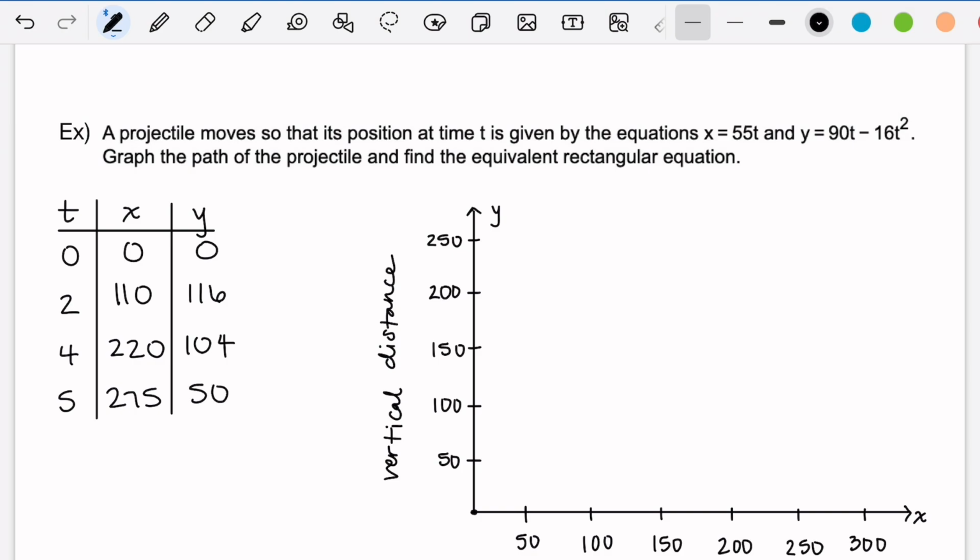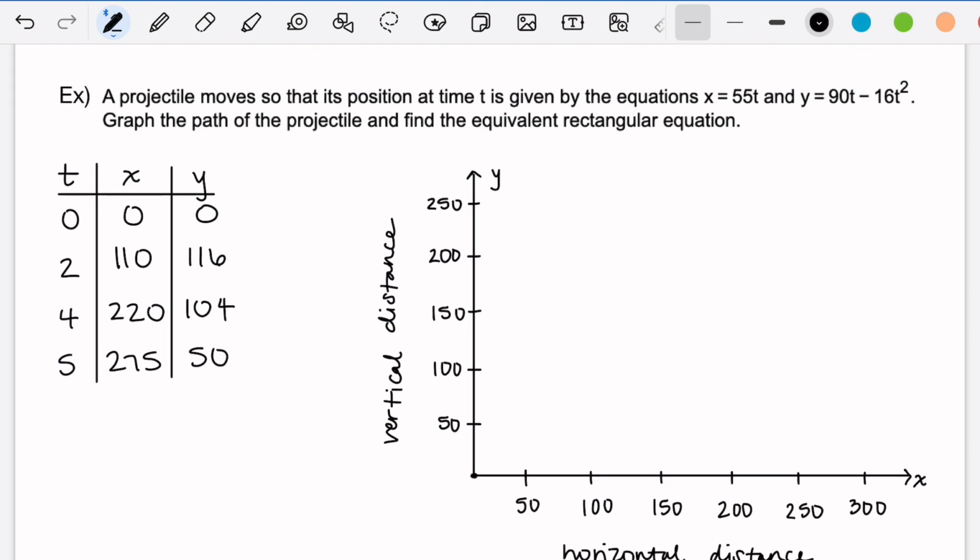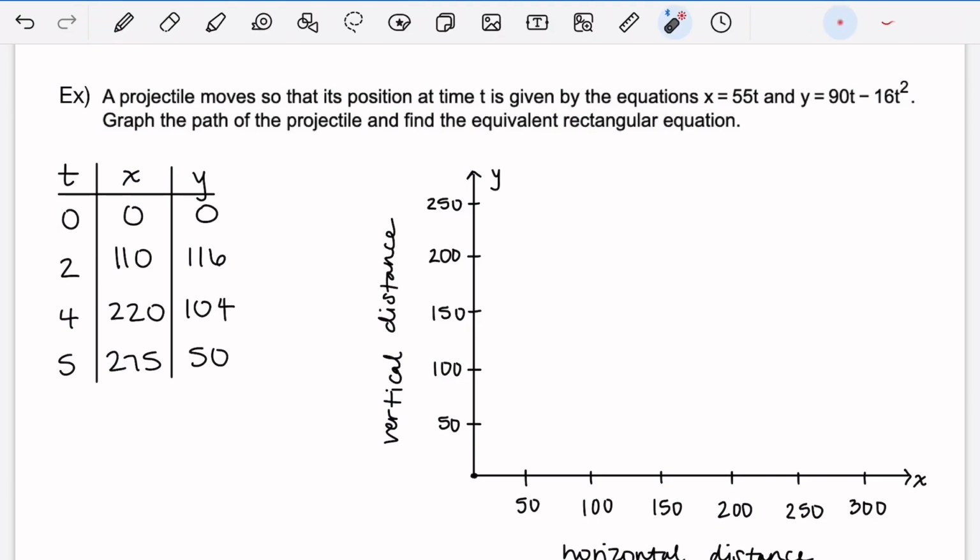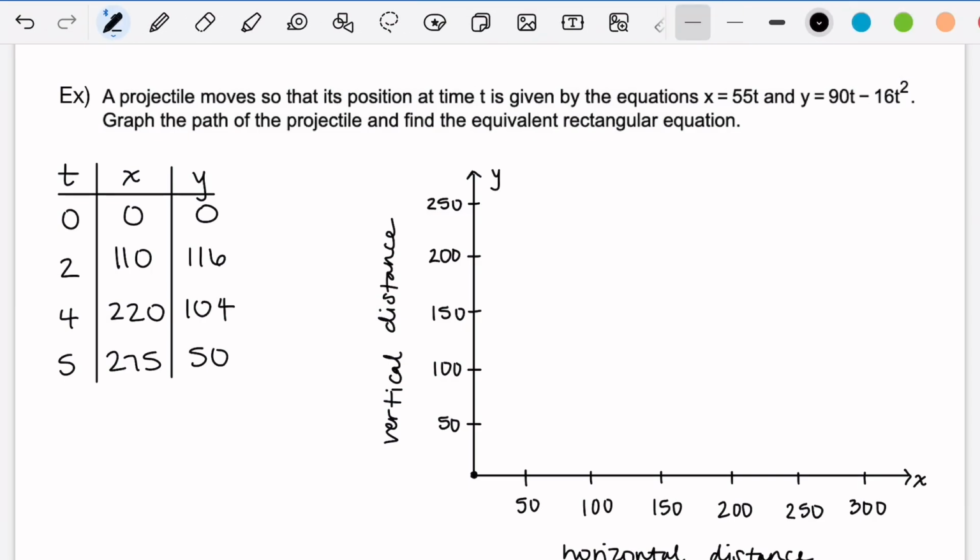Now physically what this means here, I have this diagram here because we are going to graph the path of the projectile, but x is going to be our horizontal distance and y is going to be our vertical distance. Imagine throwing a football, you end up with a parabola shape and you are moving in the vertical and horizontal direction as the ball is being thrown. So what we can do is plot these points here. So at time t equal to 0, you haven't in this case shot the projectile yet. So we're going to have the point 0, 0 here.